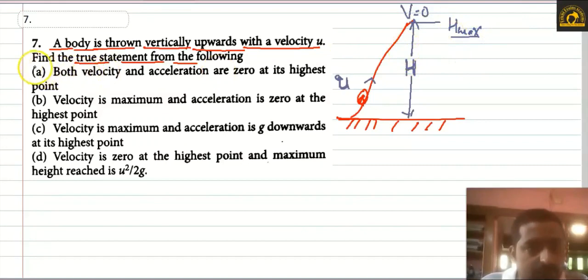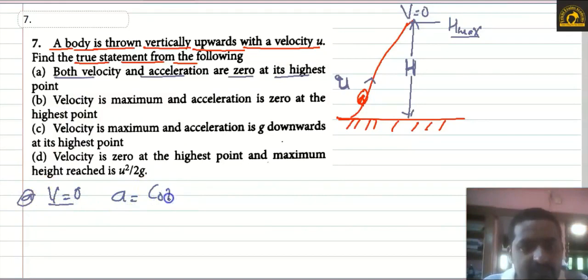So is both velocity and acceleration 0 at the highest point? No, the velocity is 0. Let's see the first one: the velocity at the peak point, the highest point, is 0. But what about acceleration? Acceleration remains constant, in the downward direction. So acceleration is not 0. This is the wrong statement.